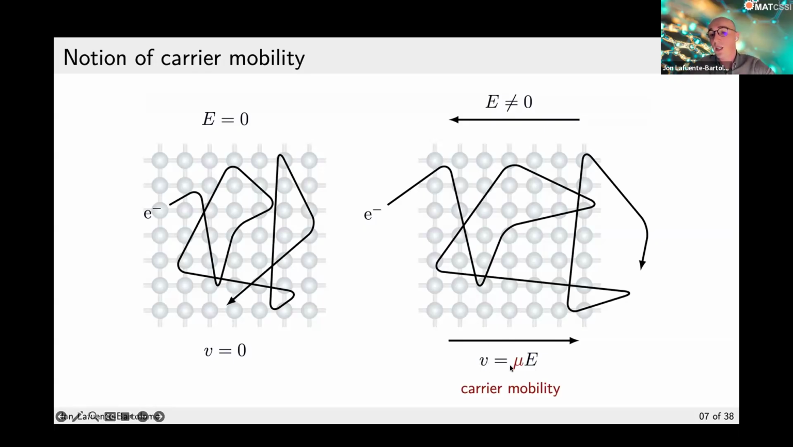So in this context, the carrier mobility is defined just as the proportionality ratio between the external electric field that we apply and the average drift velocity of the electrons. So this is the carrier mobility. Now, how can we compute this carrier mobility from first principles?